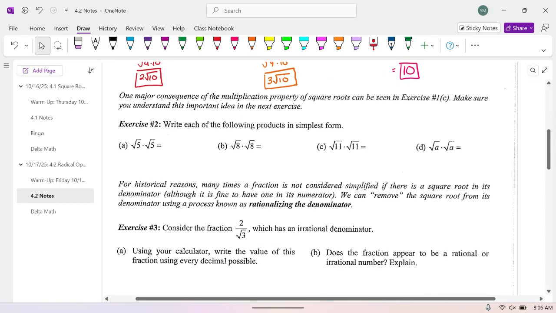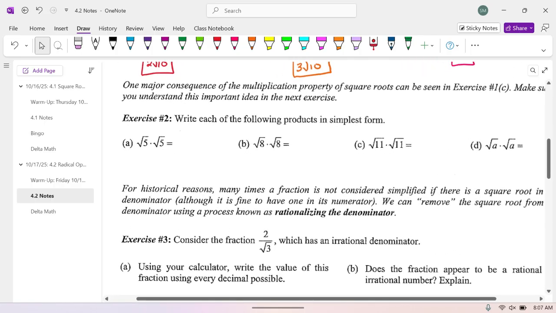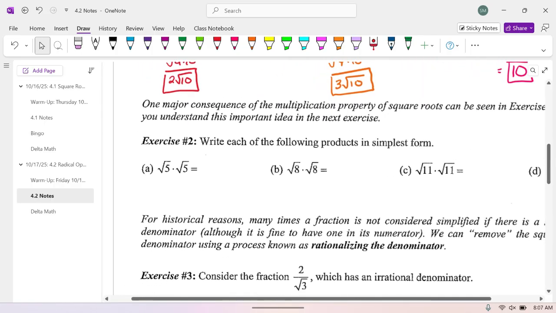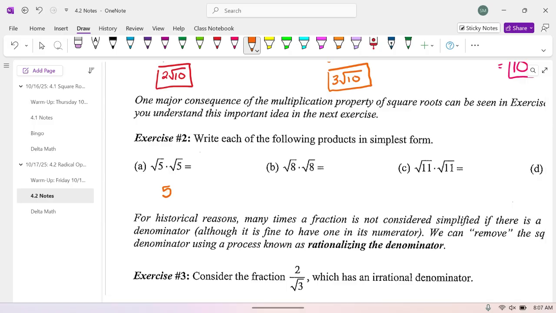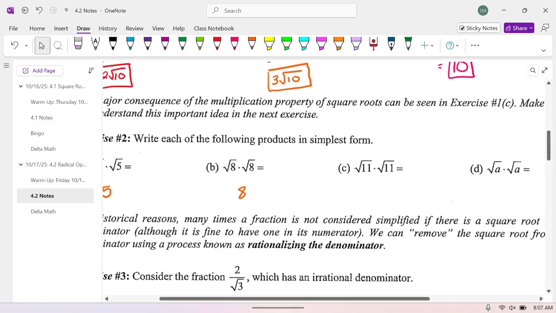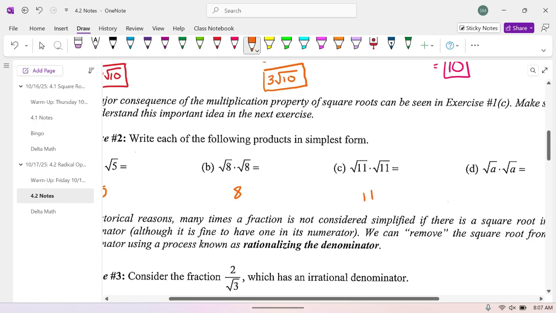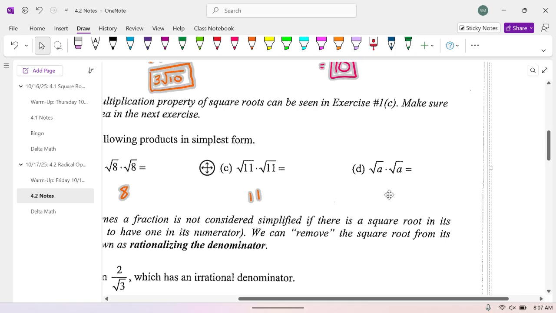All right. So they're doing the same thing down here. So without actually doing the multiplication property, what's the answer to A? 5. Square root of 5 times the square root of 5, square root of 25, which is 5. What about B? C? D? Good.